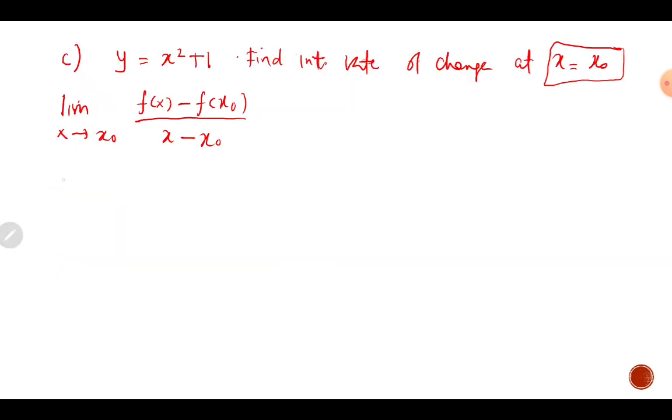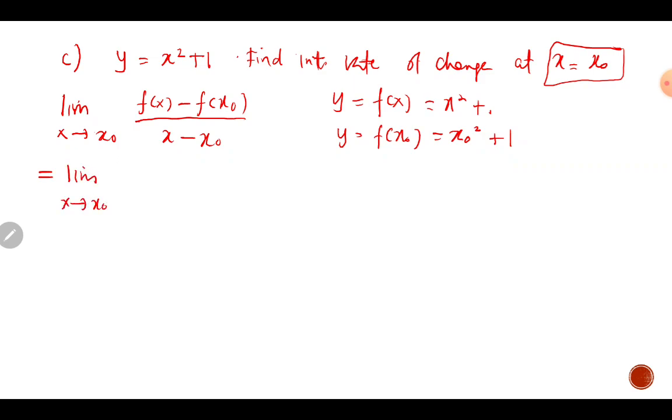So this one, we're going to do: sekarang ni kita ada y equals f(x) equals x square plus 1. So kalau kita nak f(x naught), how can we get f(x naught)? Very simple, you just ganti x ni with x naught. So we have x naught square plus 1. As simple as that.